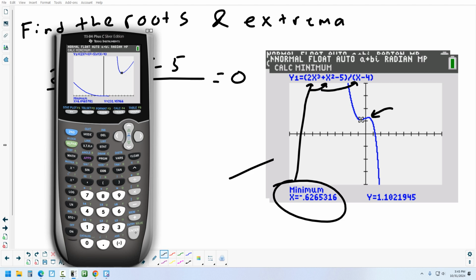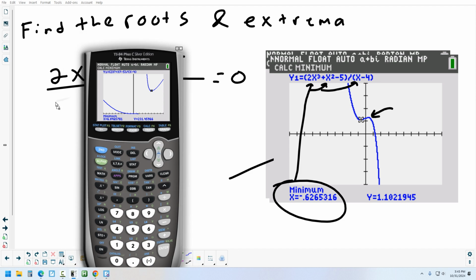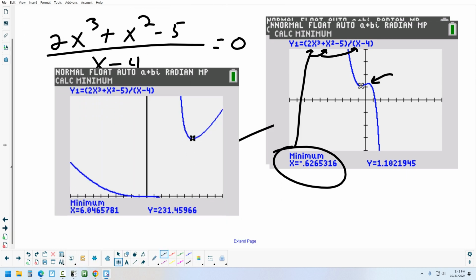What would we write as the answer if it asked? If it said, what is the local minimum, I would say 231.46. If it said, where does that minimum occur, I would say when x is 6.05. So whatever it's asking for, what the minimum is, is the y, and where it happens is the x. Yep, exactly.